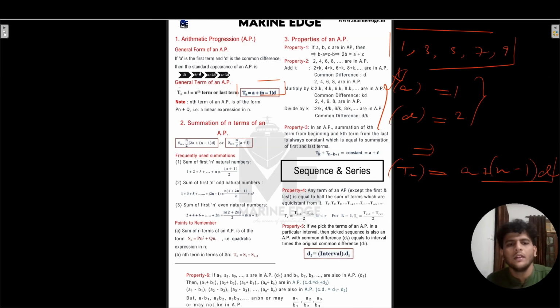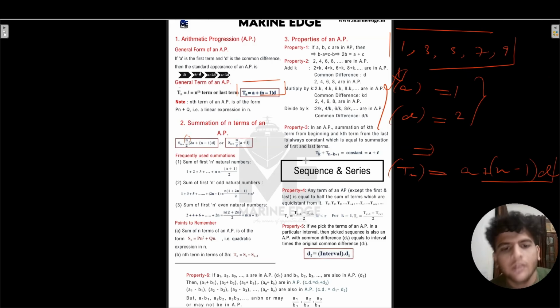Okay, and the summation is n by 2 into 2a plus n minus 1 into d, where n will be the number of terms for which you have to calculate the sum, 2a is twice the first term, and d will be the common difference of the terms.